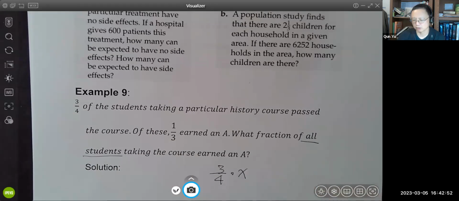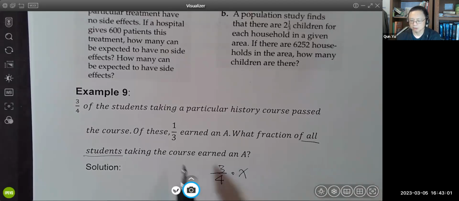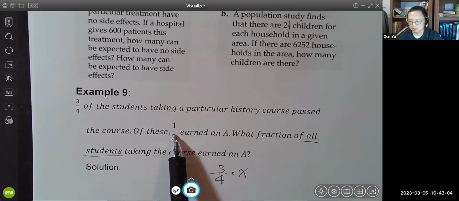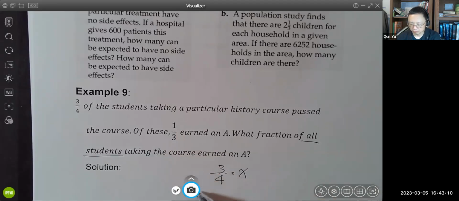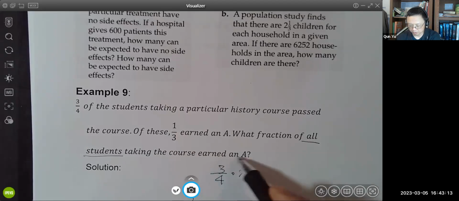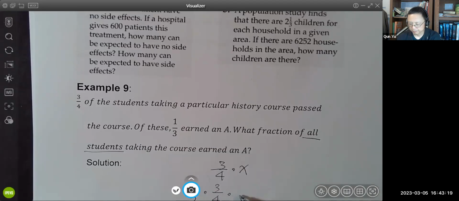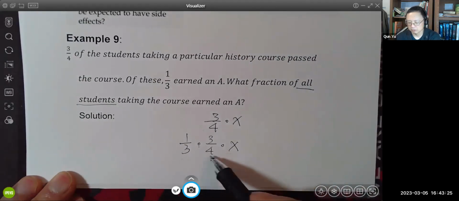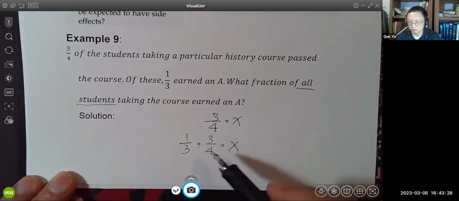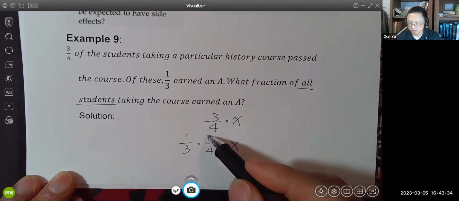X represents all of those students who take this course. Whatever this equals represents those who passed this course. And our question is, 1/3 of those who passed earned an A. So 1/3 of this amount, which represents those who passed, earned an A. We can multiply these two together because in multiplication, order doesn't make any difference. And these two cancel out.